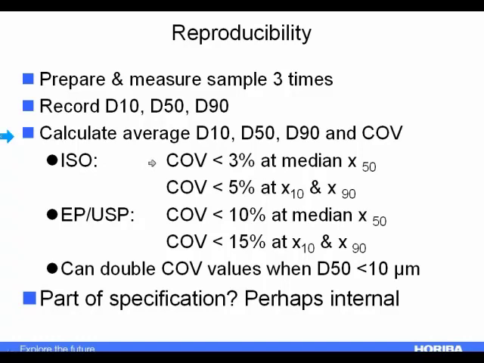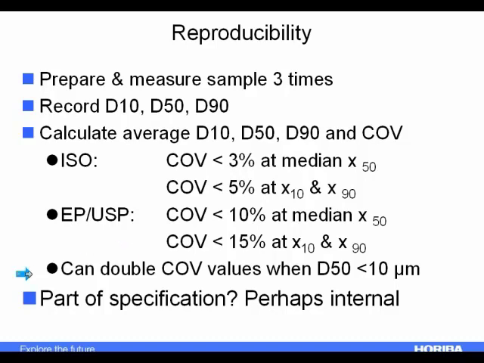And what we're going to do is make sure, if we're following the ISO guidelines, that our coefficient of variation is less than 3% at the D50 and less than 5% at the D10 and D90. In the pharmaceutical world, if we're following these guidelines, those numbers expand up to 10 and 15%. So broader goalposts allowed in the pharmaceutical industry. I don't think I'm going to comment on why that's true because I wasn't part of the committee that created this. I can come up with some theories, but we do have broader goalposts in the pharmaceutical industry.